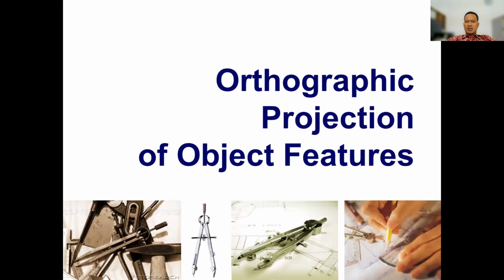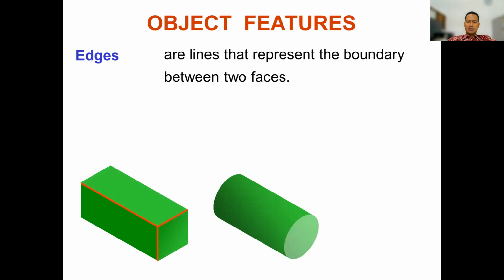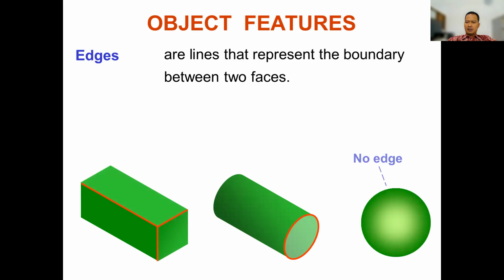And then the orthographic projection of object features. Edges are lines that represent the boundary between two faces. For example, we have two faces here, and we get edges in here. So we see we have three edges. How about the cylinder? Cylinder has an edge as a circle here. How about this type? There is no edge because there is only one face in here.